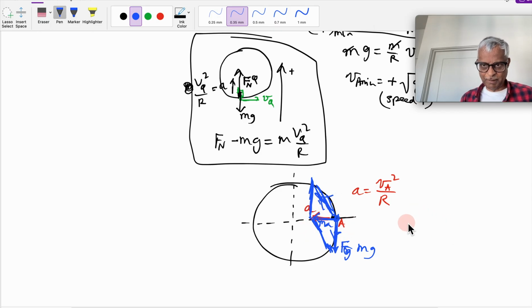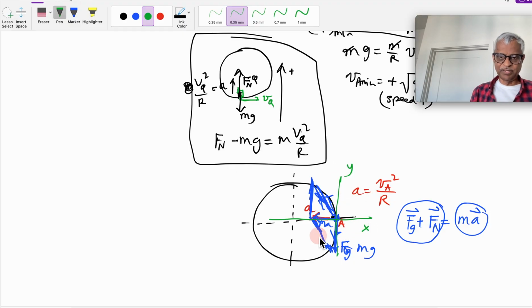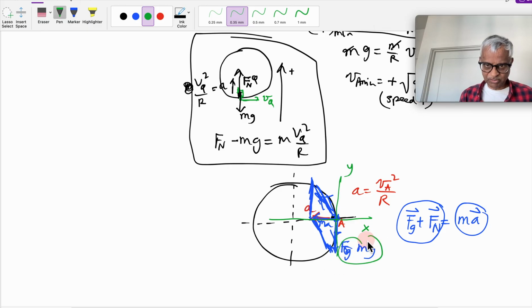So you have an Fg vector plus Fn vector is mass times acceleration vector. So these two have to add up to this, and that's how we're going to get Fn. Now look at this, a little bit complicated, right? So x and y, you break it, and we don't know which way the Fn is pointed. We know which way this is pointed, which way this is pointed. From there we can figure it out.